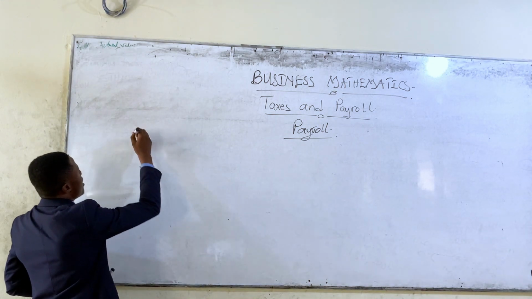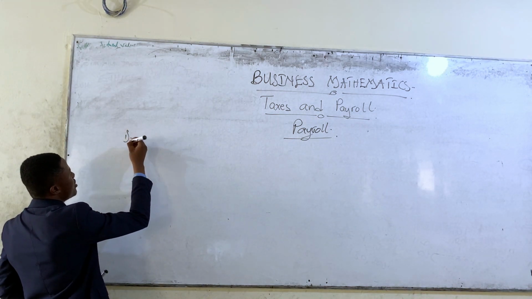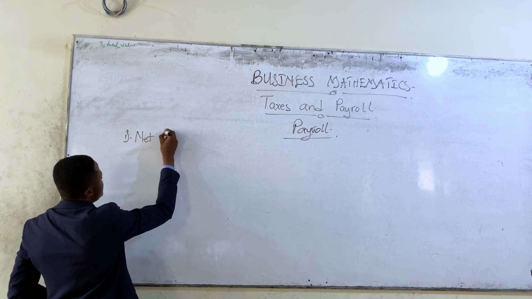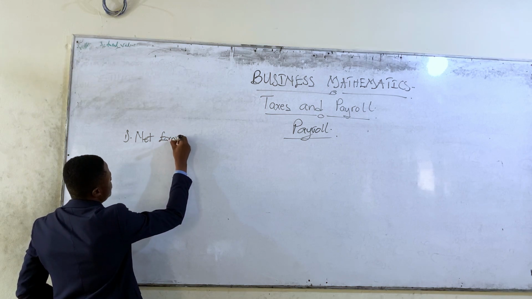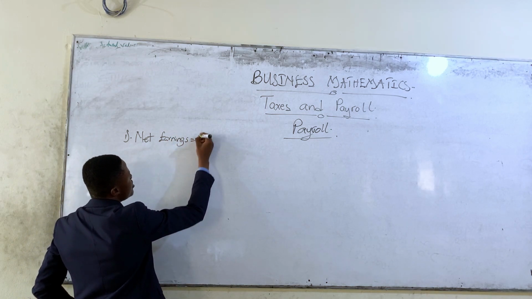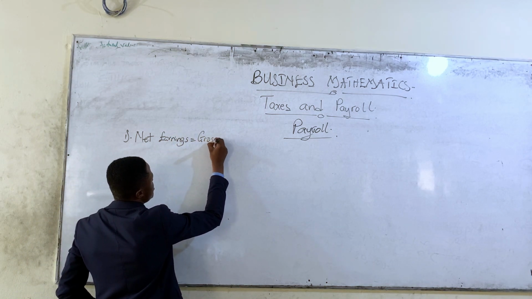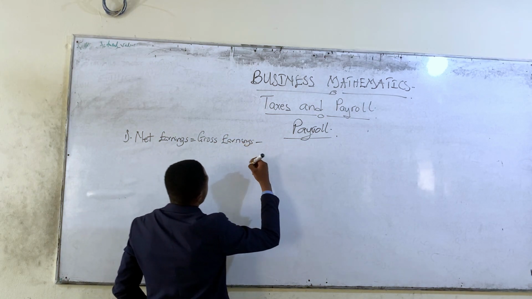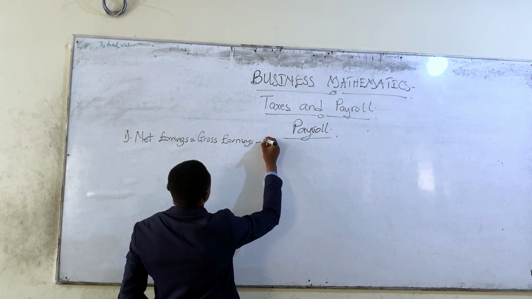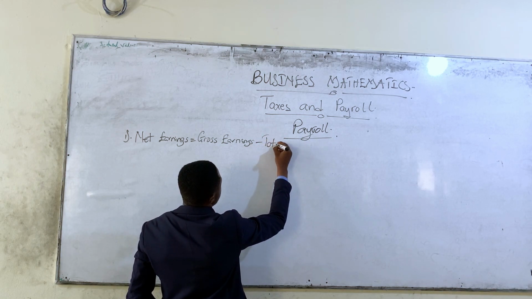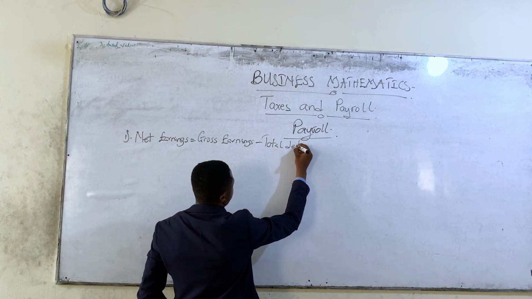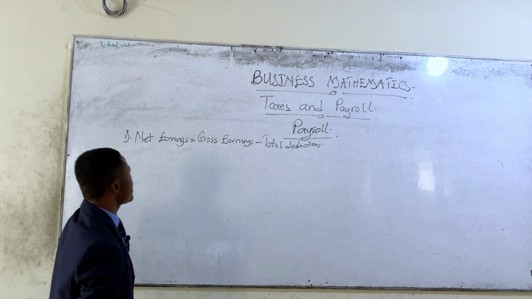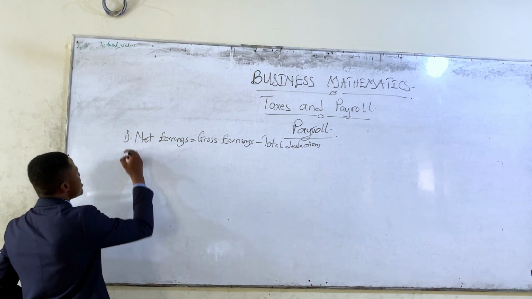So first, our net earnings. Let's take note of that. Our net earnings, as I said earlier, is equal to our gross earnings minus your total deductions. And then the second one is, what is your gross earnings?